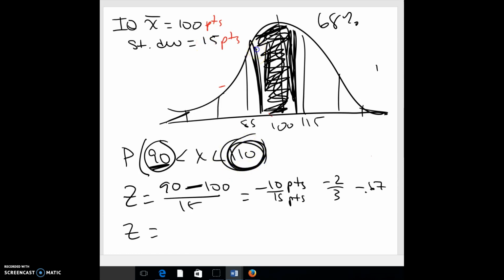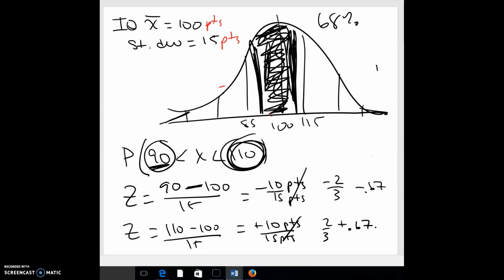Okay, so that's the z-score for this guy. Now I need the z-score for that guy. So that was 110. So this one is 10 points above, so positive, divided by, let's see, what was that? Somehow that didn't get written. Divide by 15 points. Again, units are canceling, so that's why z-scores don't have units. And this one actually equals 2/3 as well, but it's positive, so 0.67.